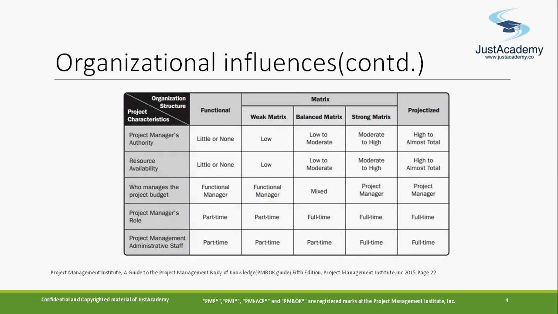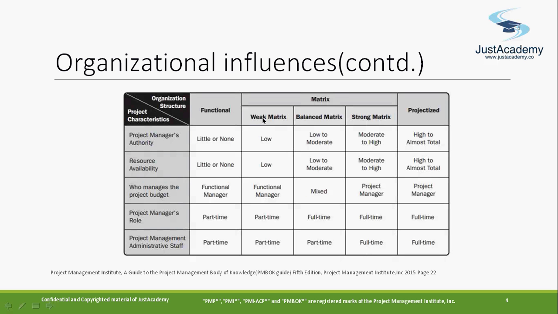The project manager role is part time, and the project manager staff is part time. But slowly things keep on increasing. Here, the project manager authority increases. It's low instead of none, and he has something. He can say, hey, I need this type of resources, I need that type of resources. He can request them, and that is where the functional manager can look into it. So that's how it slowly increases.